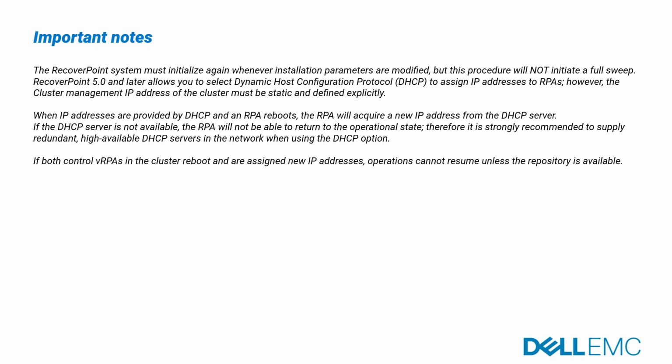When IP addresses are provided by DHCP and an RPA reboots, the RPA will acquire a new IP address from the DHCP server. If the DHCP server is not available, the RPA will not be able to return to the operational state. Therefore, it is strongly recommended to supply redundant, highly available DHCP servers in the network.